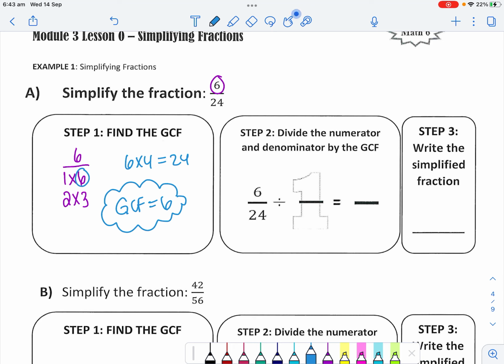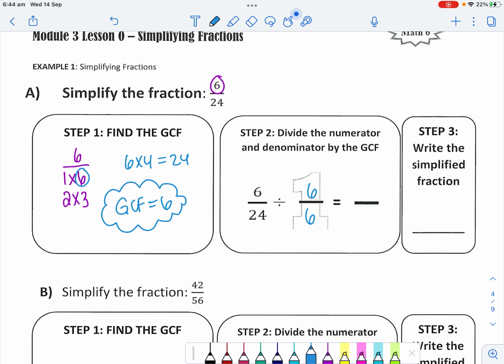Now, we're going to go on to step 2, and it says divide the numerator and the denominator by the GCF. So I've got my original fraction, and then I've got this division symbol, and then I'm actually going to divide both the top and the bottom by the greatest common factor. Now you can see this little 1 that's outlined around this second fraction. That's because whatever I put in that second space has to equal 1 in order for the equivalent fractions to be true. So I'm going to have my greatest common factor on both the top and the bottom, and then I'm going to work my way straight across the top, straight across the bottom to simplify.